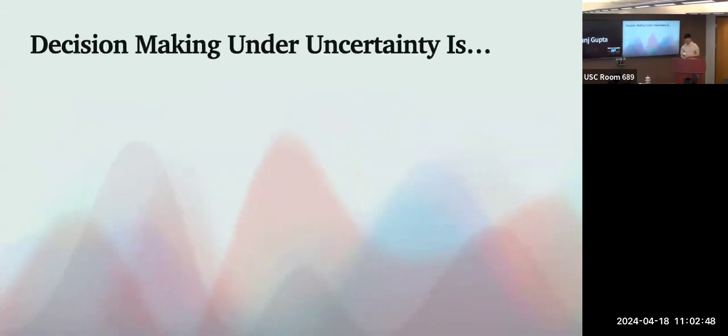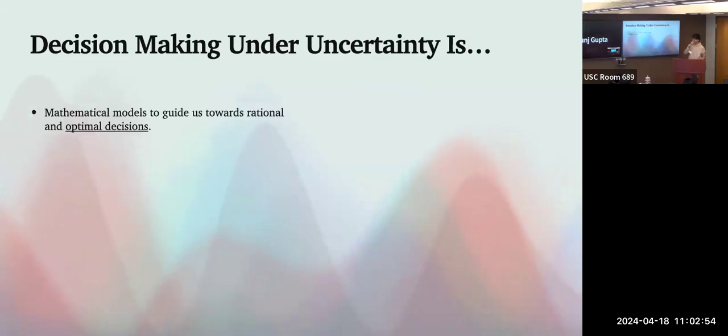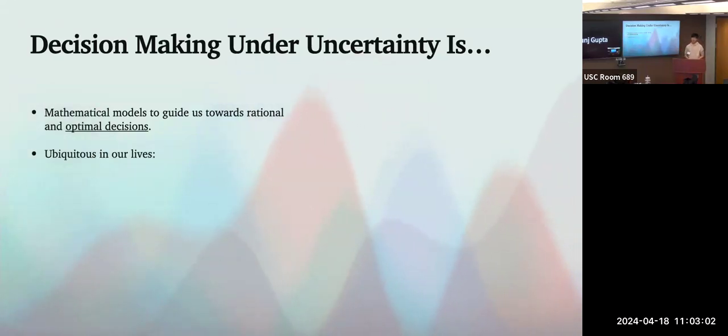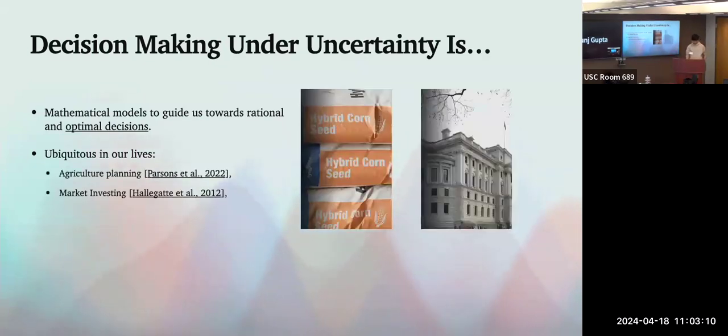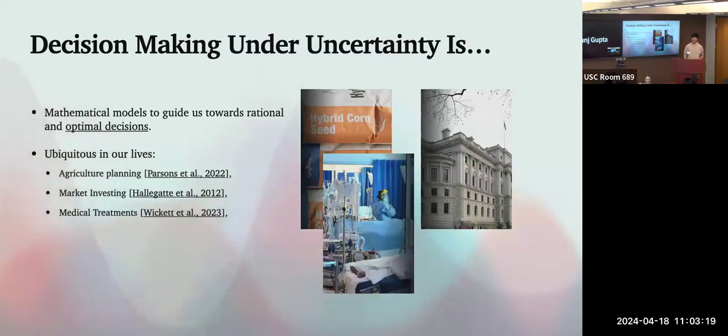Okay, cool. First, I want to talk about decision making under uncertainty, which has been a well-studied mathematical model to guide us towards rational and optimal decision making. It is a mathematical framework to guide humans in making decisions, and it is ubiquitous in our lives, with many applications. For example, agriculture planning and market investing. Portfolio investment is a decision-making under uncertainty problem. Others include medical treatments, for example, kidney allocation, or in COVID-19, the allocation of respirators and similar treatments.